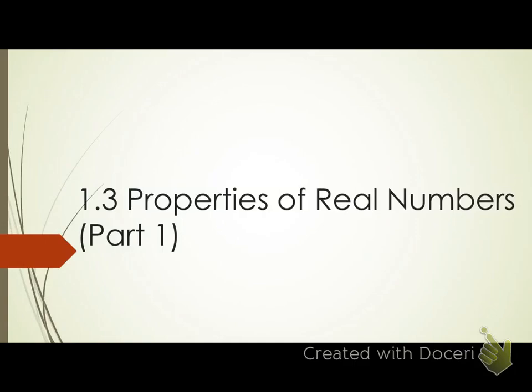1.3 is talking about properties of real numbers. When I say real numbers, that's just a set of numbers. We've got multiple different types of sets of numbers. We've got integers, we've got the set of whole numbers, we've got the set of real numbers, and all sorts of other types of numbers. In Algebra 1, we're mainly going to deal with real numbers, integers, whole numbers, stuff like that. Okay?